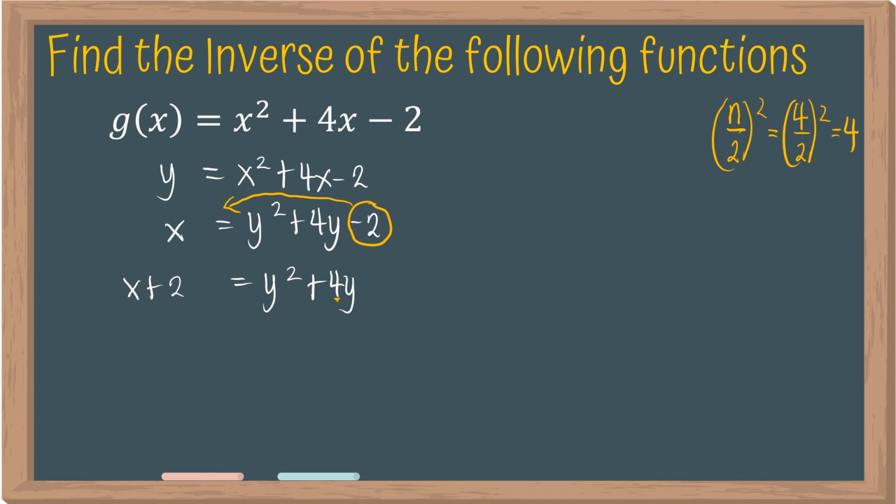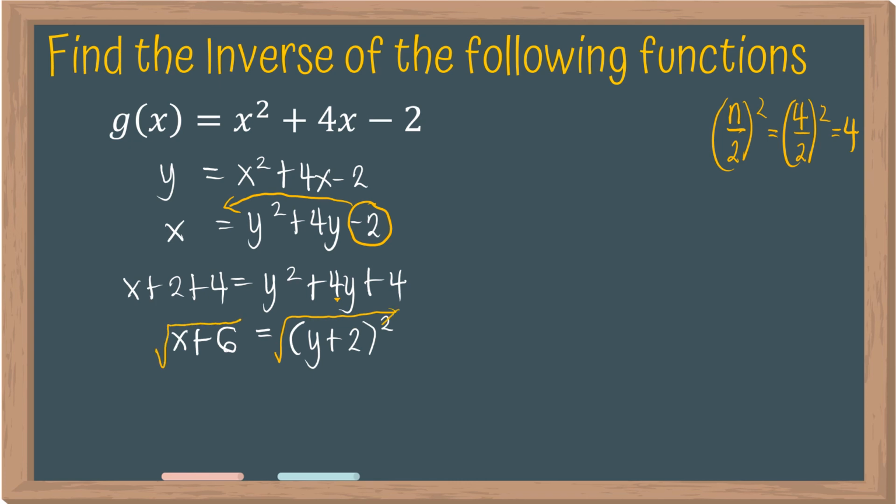Sabi nga natin for an equation, whatever you do on the left side, you're going to do the same on the right side. So we will add 4 here and also add 4 on the left side. So simplifying this further, we will have x plus 2 plus 4 will give us 6. And then, factoring out the right side of our equation, since na-complete na natin yung square, we can write this as y plus 2 and then squared. Okay. So, solving this further, for us to eliminate our exponent, we can get the square root of both sides.